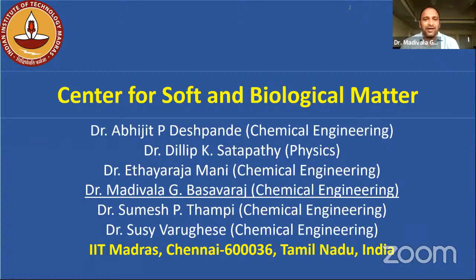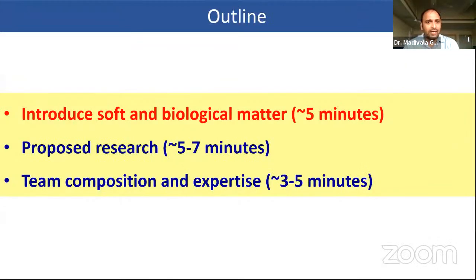Thanks, everyone, for organizing this. And I completely agree with Professor Bhaskar Ramurthy's word that if you really want to start research, now is the time. So with that, I would like to share some thoughts on some of our research initiative, which is titled Center for Soft and Biological Matter. My name is Basavaraj. I'm a faculty at the Department of Chemical Engineering. This is going to be the outline. I'm just going to introduce the area for about 5 minutes, then talk a little bit about the proposed areas of our research, then briefly discuss the team composition and the expertise that we have and the kind of problem that we want to look at as a part of this initiative.